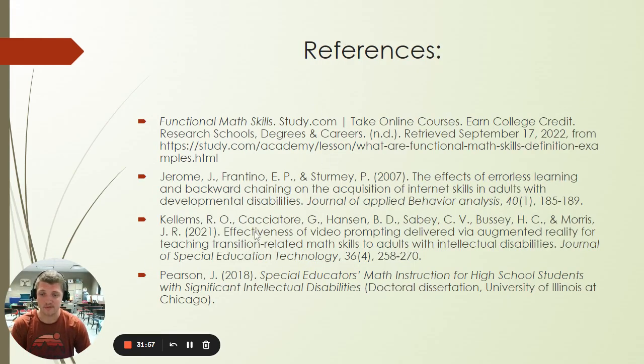And these are some of my references. These are all really good research papers that are really, this isn't a research paper. This is just a definition I found, but these three are really good research resources that you can look at, specifically this one right here, Special Educators Math Instruction for High School Students with Significant Intellectual Disabilities by Pearson. This one has some really good, page 63 through 68, I believe, has some really good practices that I showed above with a little bit more substance than I gave.